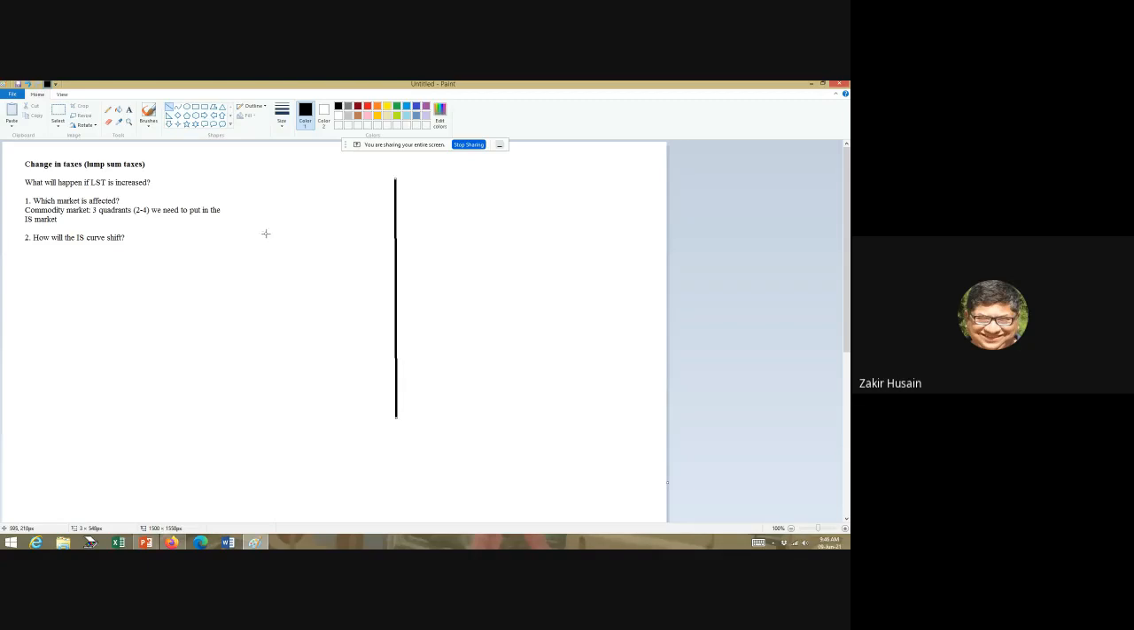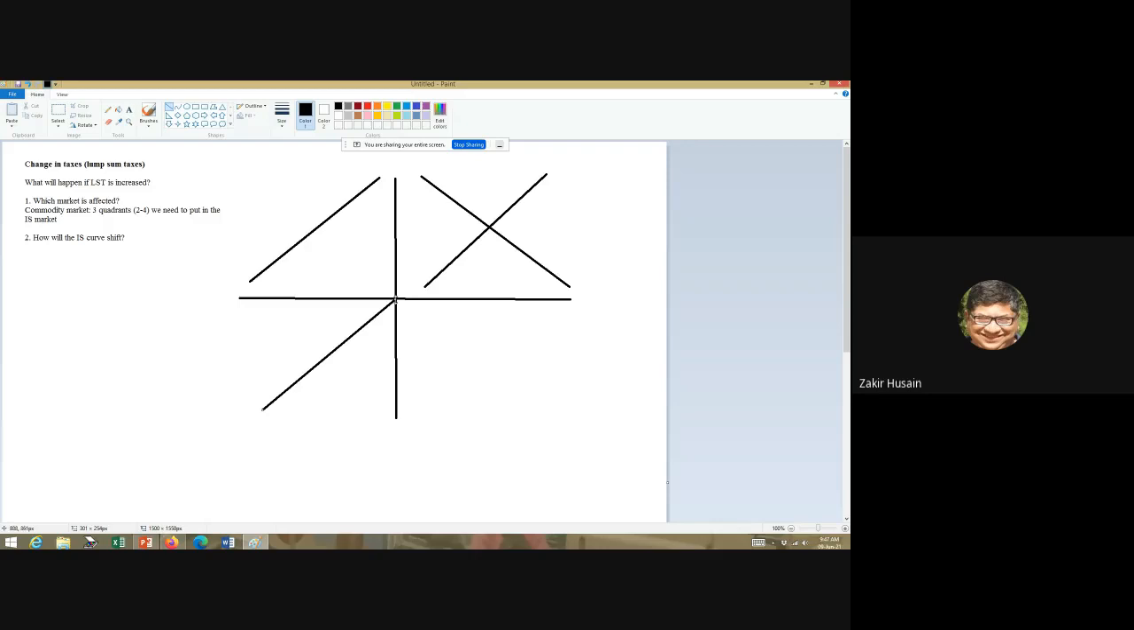So let's draw the diagram. This is the IS curve. This is the LM curve. I'm not drawing the G, I'm straight away drawing the I plus G. This is the 45-degree line, and this is the S plus T. Okay, so now let's start. So this is Y.